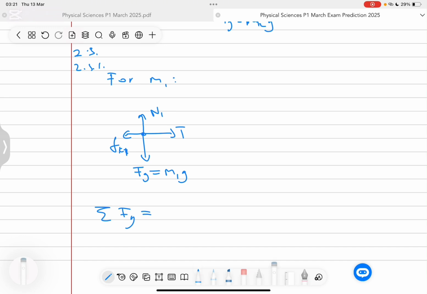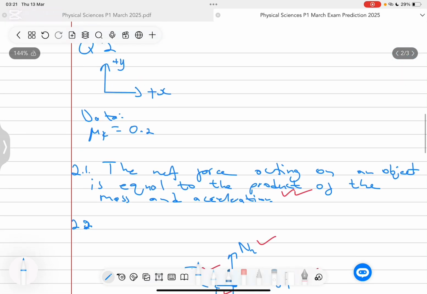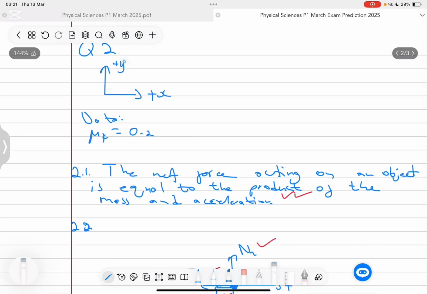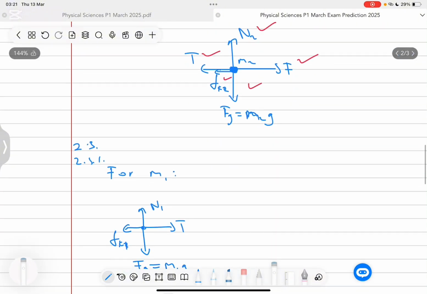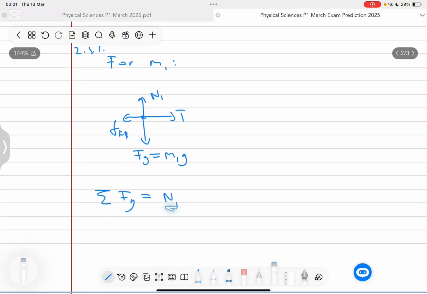So I'm going to add or combine these forces here. Because we chose up as positive, it means our N1 will be positive, right? Remember, we said any vector that goes upward is positive and any vector that goes downward is negative. So our N here will be positive, but our mg, which is the force of gravity, will be negative. We'll have negative m1g, and we will say that this is equal to 0.